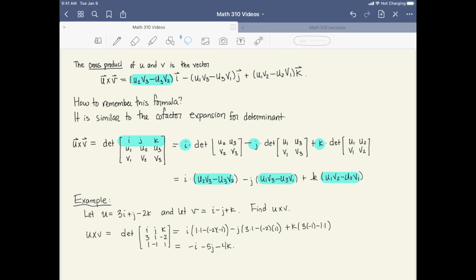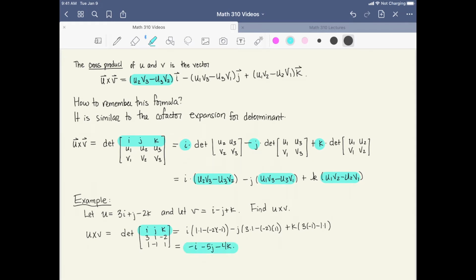So I'm going to take two vectors, u and v, in this case u is 3i plus j minus 2k, and the vector v is i minus j plus k, and I'm going to work out what the cross product u cross v is. So I'm going to form my 3 by 3 matrix with i, j, and k in the top row, and I'm going to use my cofactor expansion along row 1. So I get i, and then 1 times 1 minus negative 2 times a negative 1, and minus j, times 3 times 1 minus negative 2 times 1 and k times another set of numbers.